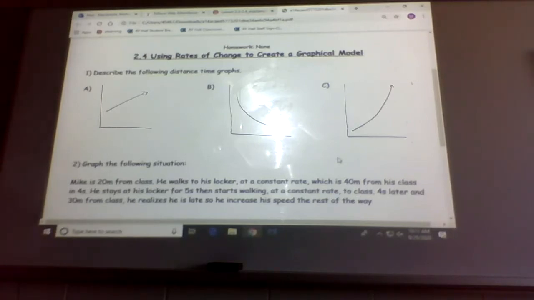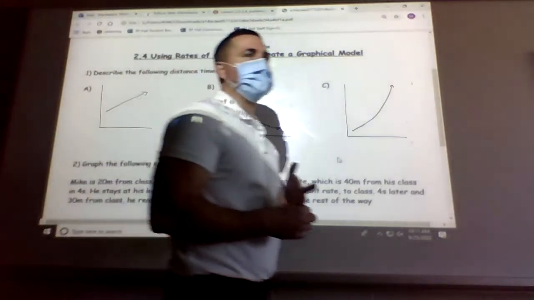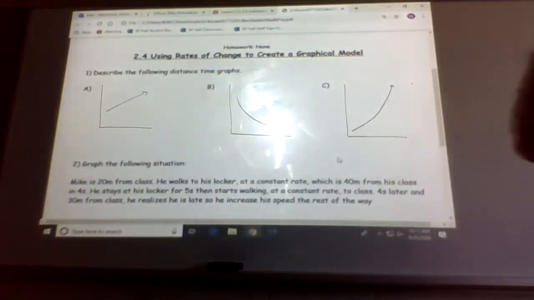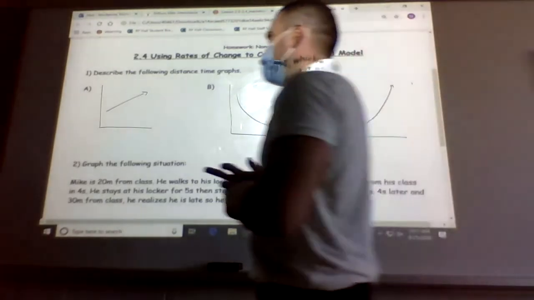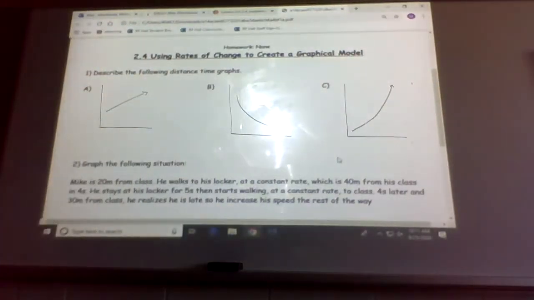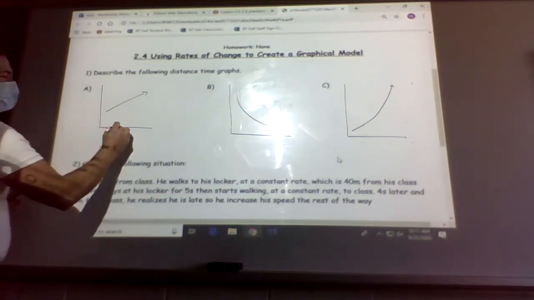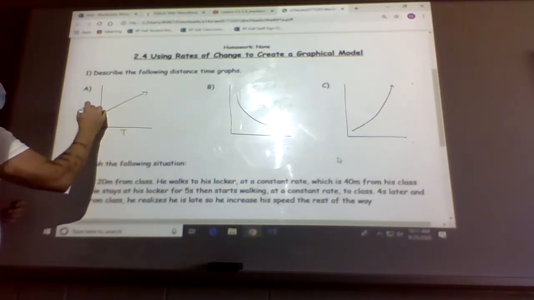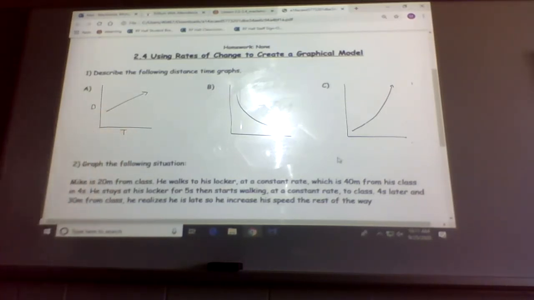When I ask you to describe a distance time graph, we want to include two things, direction and speed. You have to tell me something about the speed, and something about the direction. Direction is just going away or towards something. Time is always on the x-axis, at the bottom. Distance is on your y-axis.